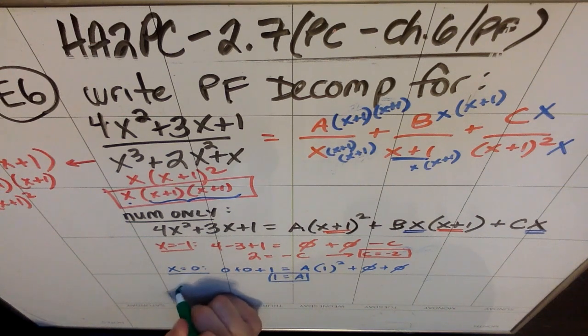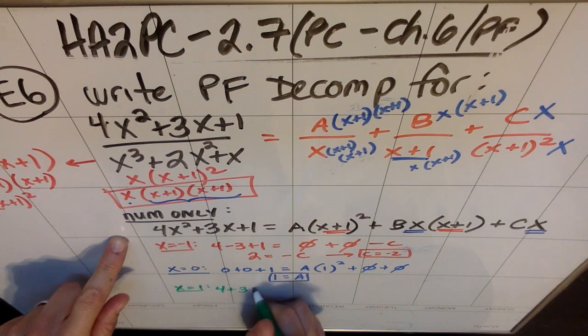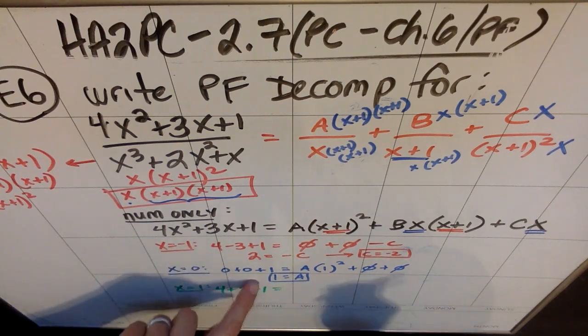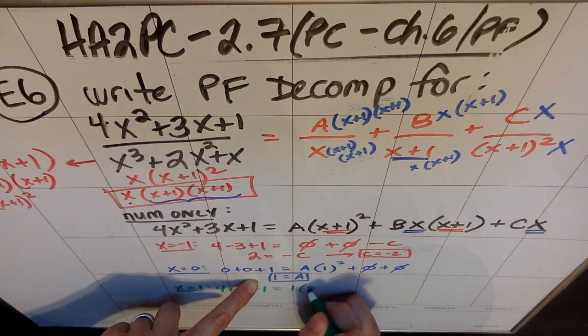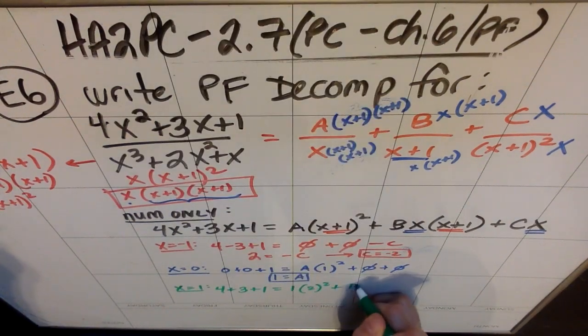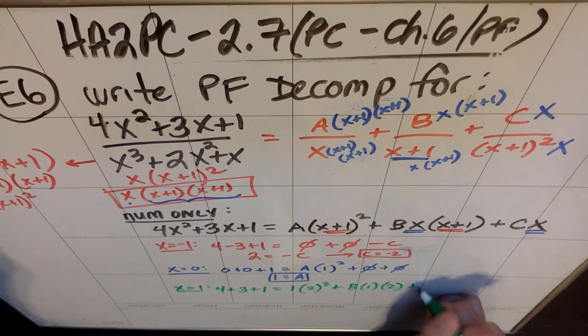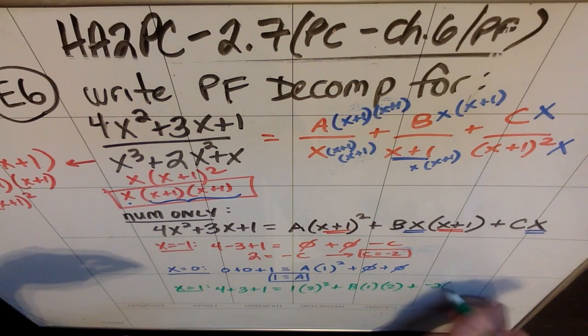If I did that, the easy x I would pick is 1, because again, if I have the choice, I try to pick positive numbers and I pick things that I can easily square without feeling stressed. So I get 4 plus 3 plus 1, equals, well, we now know a is 1, right? So this is 1 times 2 squared, right? Because it would be 1 plus 1 squared. Plus, we don't know b, but we know x is 1, so that's b times 2. Plus, I do know c, it's negative 2 times that 1.